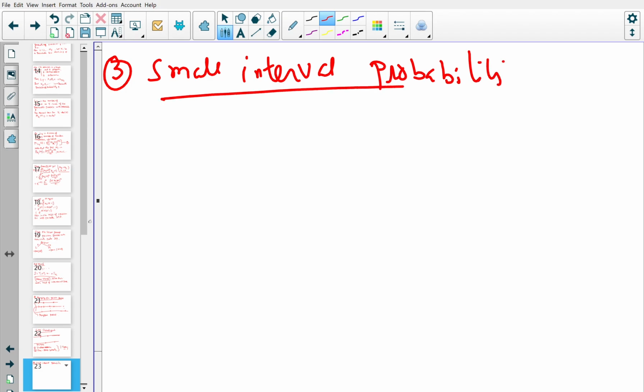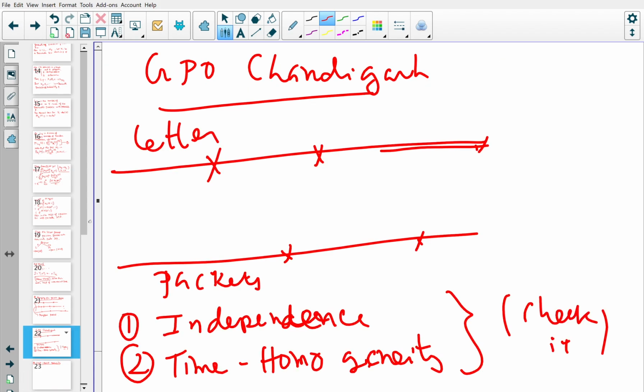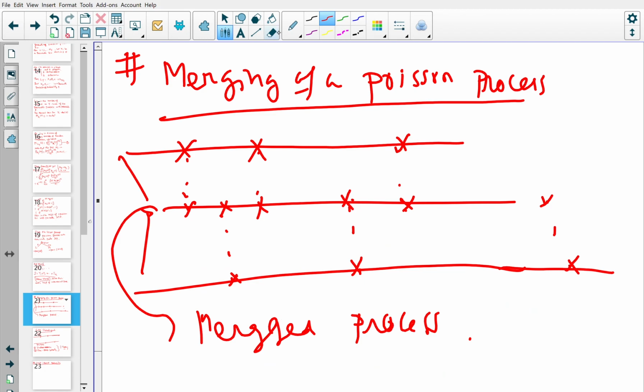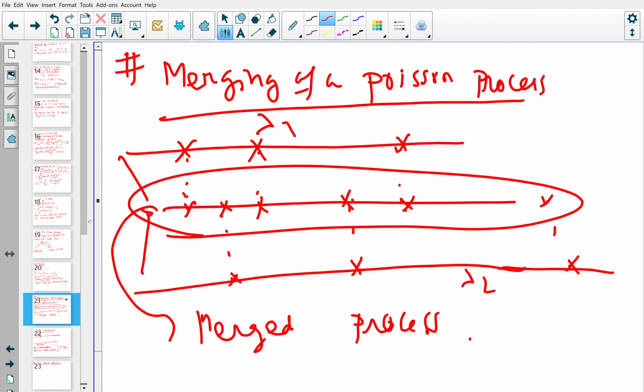Probabilities. Okay. So how do you check it? Small interval probabilities. So you see that. Okay. So this is the merged process. Now small interval probabilities. So when you are merging, suppose you are keeping it with probability, say, okay, so originally it was rate lambda 1 and this is rate lambda 2. So you would like to know what is the rate of this process, the merged one, right?